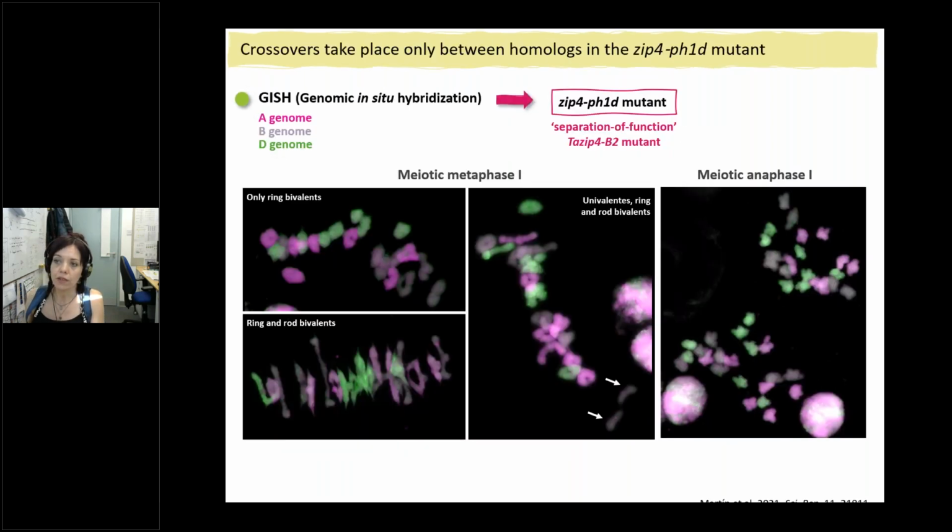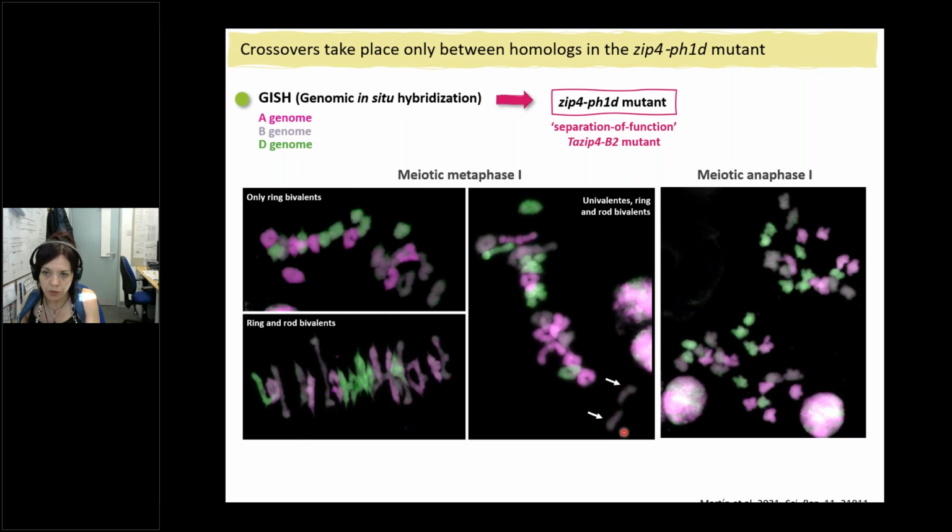So first, I used GISH, genomic in situ hybridization, to check whether indeed there was no crossover between related chromosomes in this mutant. Because although there was no multivalent, it was possible that some of the bivalents were happening between related chromosomes. So here the A genome is labeled in magenta, the B in gray, and the D in green. And as you can see, all bivalents are formed between homologs, between chromosomes from the same genome.